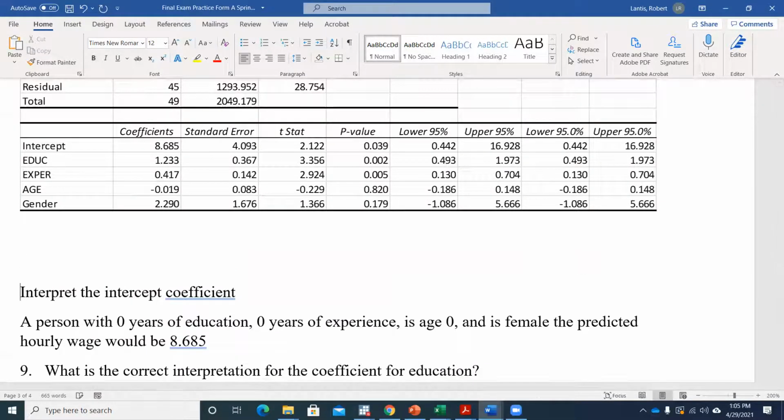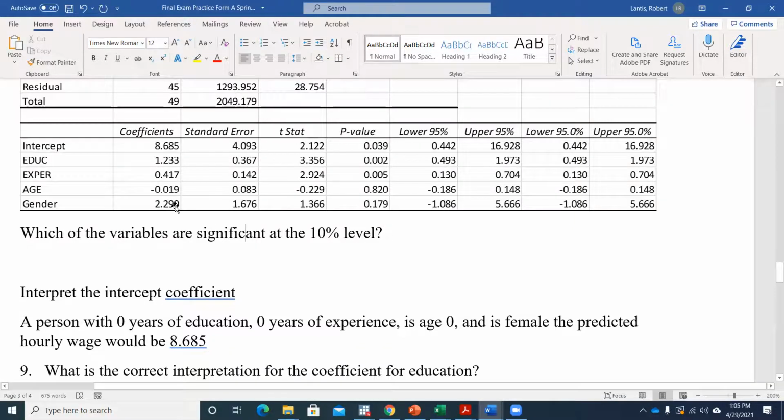What are some other questions I could ask you? Maybe a short answer question on the exam about linear regression. So let's say I gave you this output, and I said, which of the variables are significant at the 10% level? When I'm saying, are these variables significant, another way of saying this is, are they statistically significant? Or is there a significant relationship between that x variable and the y variable?